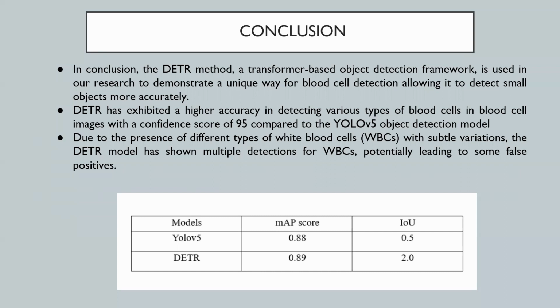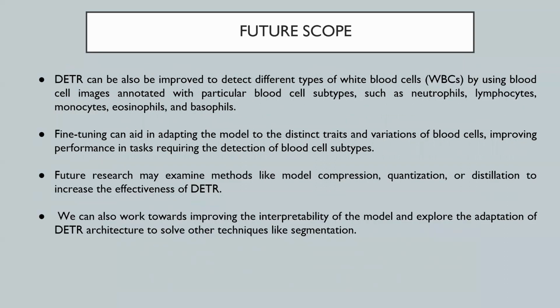DETR, on the other hand, has shown an average confidence score of 95% on the blood cell dataset. Though the computational time is higher than YOLO V5, the DETR model performs better than YOLO V5 in detecting small objects in an image, as DETR uses a multi-head attention mechanism.